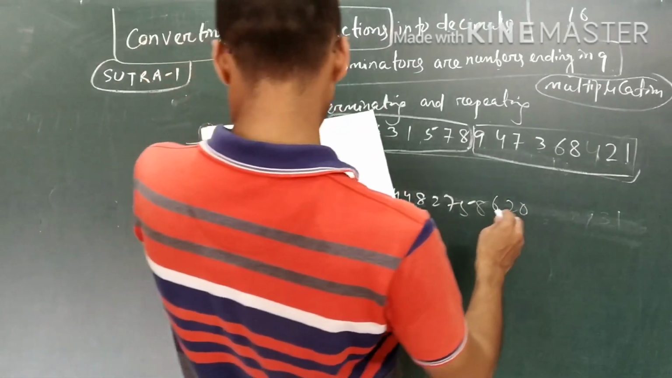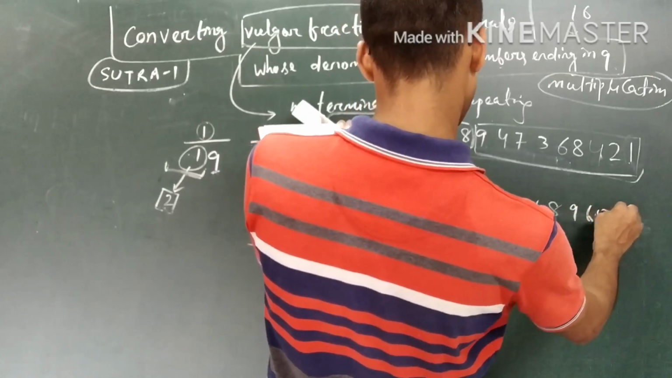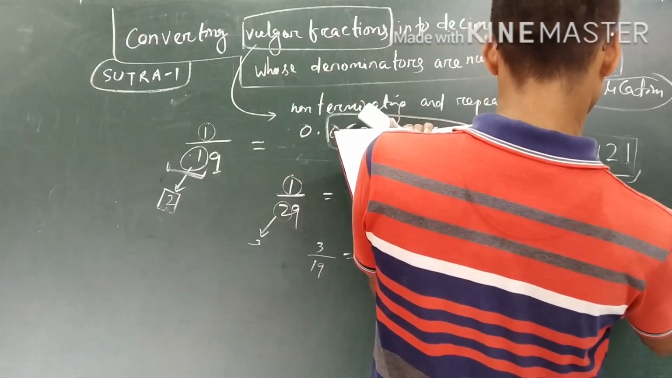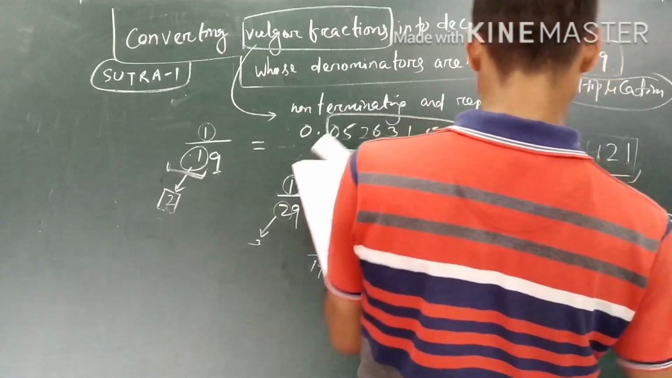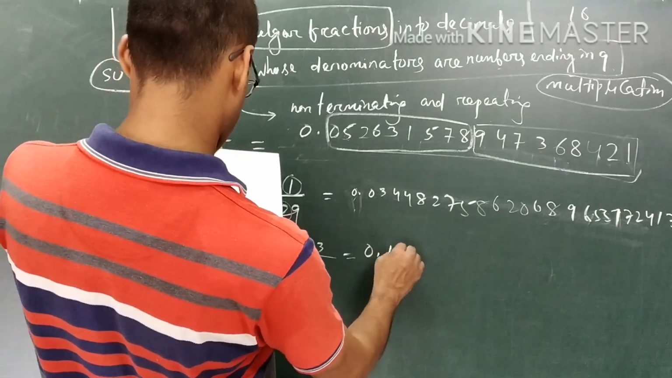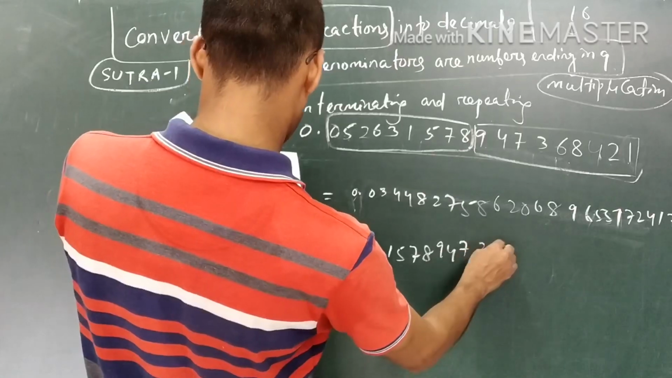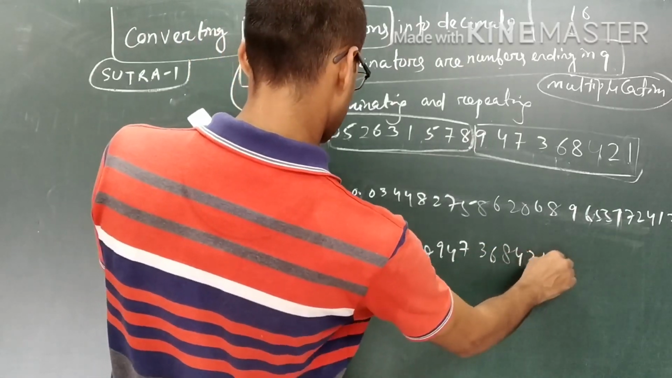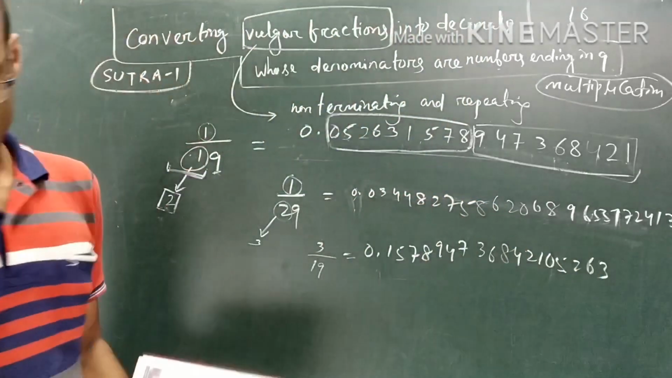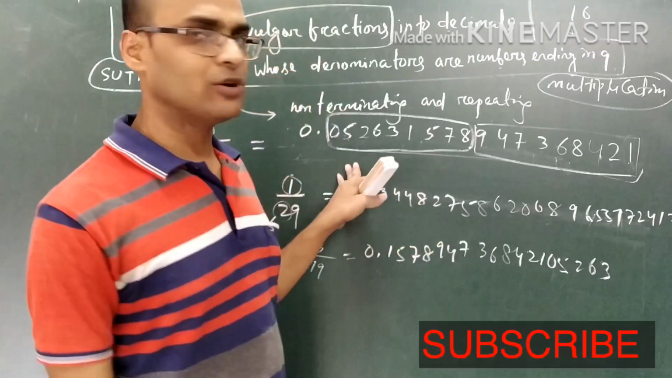0.0344827586206896551724137931. And similarly 3 by 19 will be 0.157894736842105263. Okay, friends, you calculate on your own and check the answer. Hope this video is useful to you.